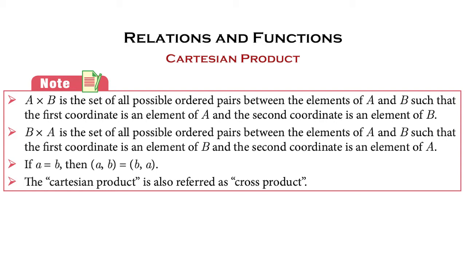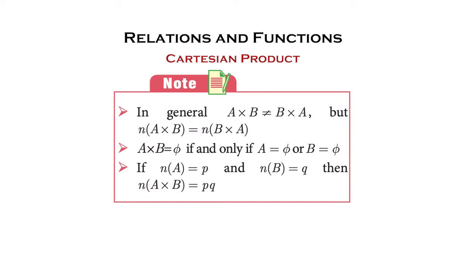And if they ask you to find the cross product of B and A, that is B cross A, then the elements of B should be the first and the elements of A should be the second term. The other name of Cartesian product is nothing but cross product. So you can call it cross product or Cartesian product. In general, A cross B is not equal to B cross A. The important point that you have to notice: A cross B is not equal to B cross A.